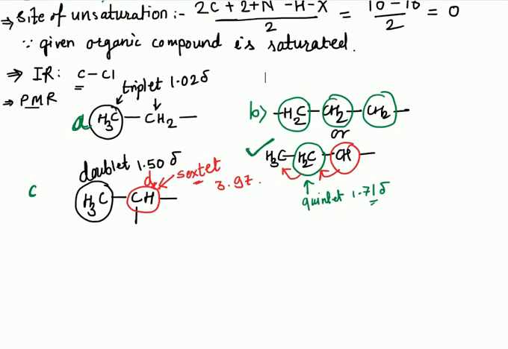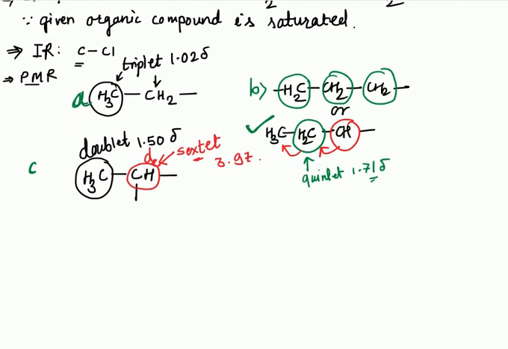Let's connect these fragments so we get the clearest structure. CH3, then CH, and this CH is next to the CH2. So CH2, and this CH2 is joined to the CH3. The second-numbered carbon carries the chlorine. So this correct structure matches our spectroscopic data.